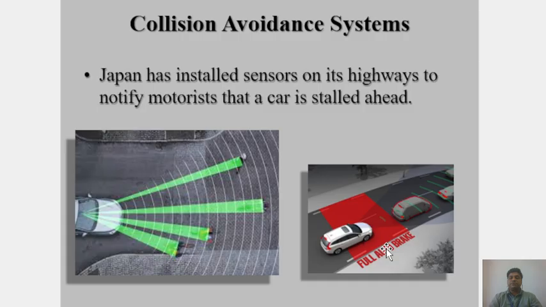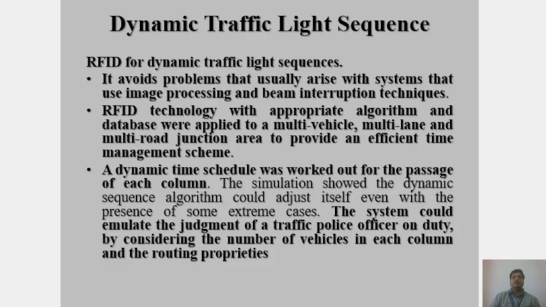This technology was first installed by Japan, where they installed sensors on the highways to notify motorists that a car is stalled ahead. So this is a technology installed by Japan with different types of sensors on the highways. In this technology, RFID was used, which is nothing but radio frequency waves, used for dynamic traffic light sequence.